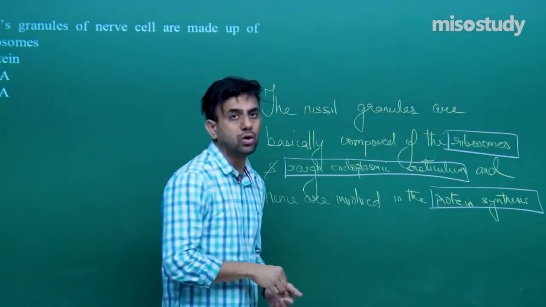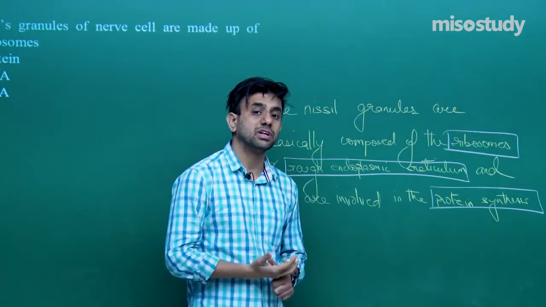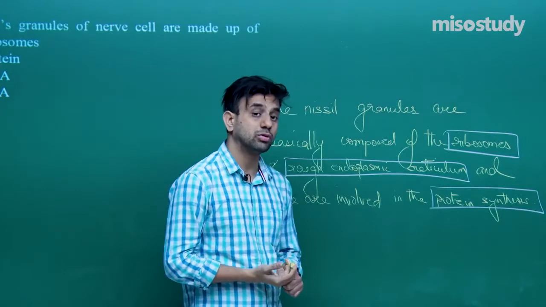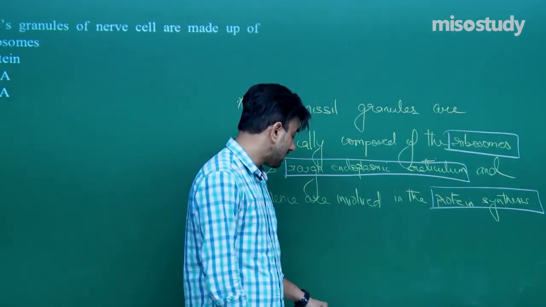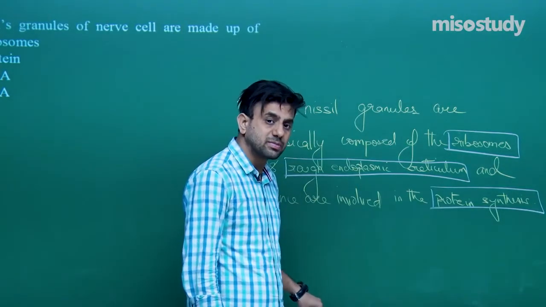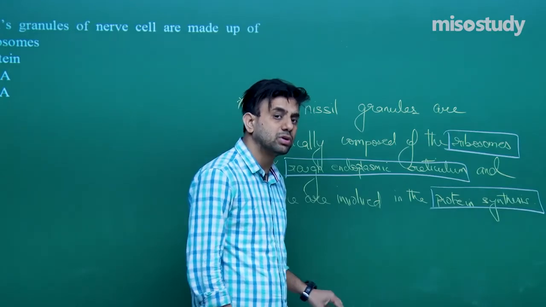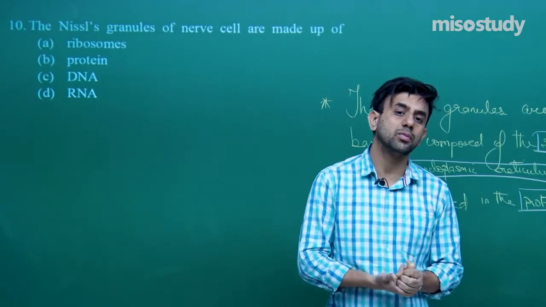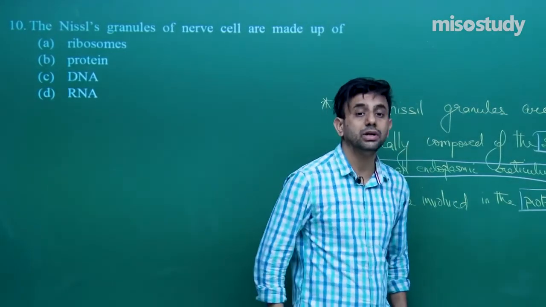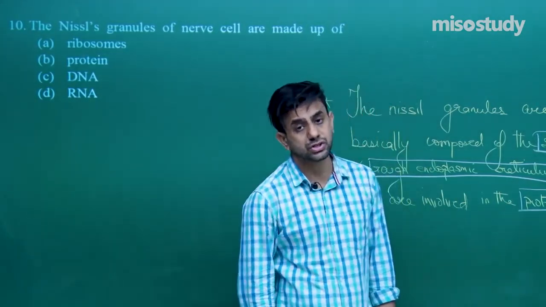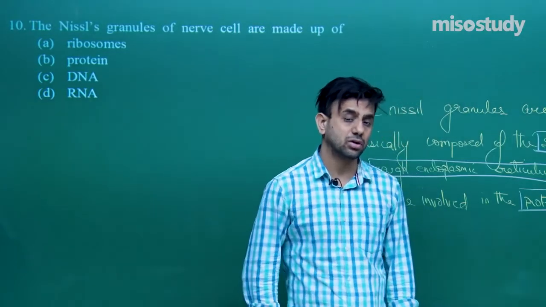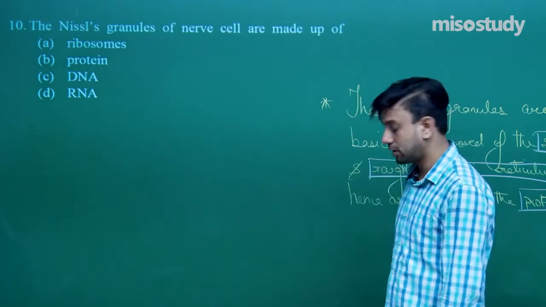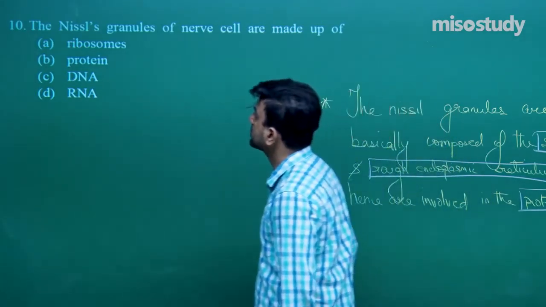Why? Because we all know that the ribosomes are the protein factories. These are where the proteins are manufactured, and almost all the substances in a body are actually proteins. As I told you, the Nissl granules are mostly present in the cyton part of the neuron, sometimes even at the junction of the cyton and the axon. So the Nissl granules of a nerve cell are made up of the ribosomes.